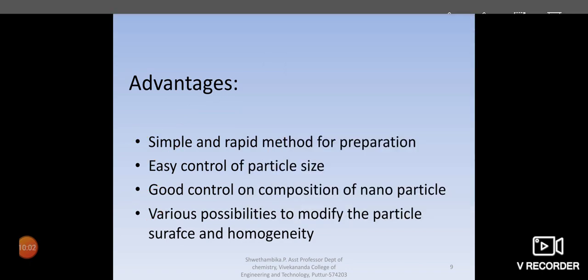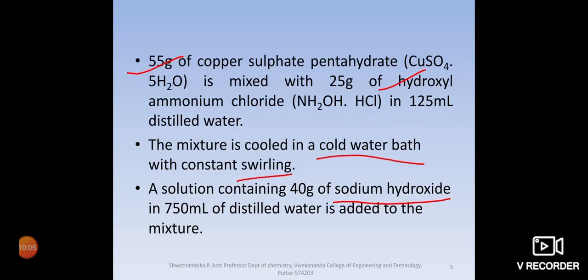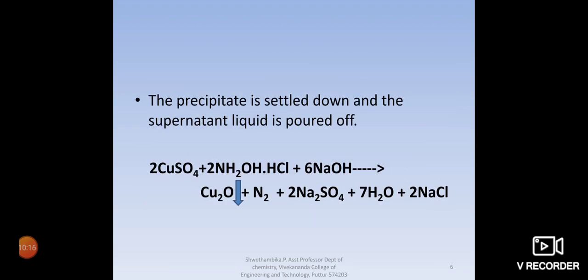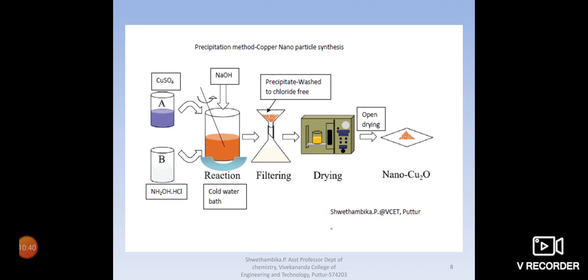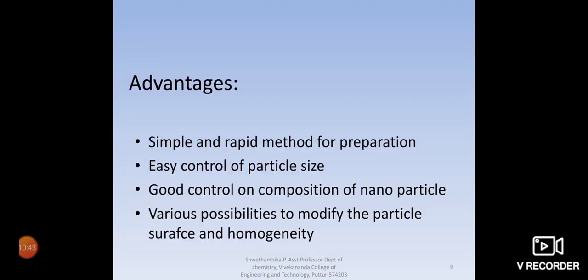So here quickly let us once go through the process. In the first step, take reagent copper sulfate, mix it with hydroxylamine hydrochloride, cool the mixture, go for swirling, add NaOH solution, then write the reaction, show the precipitation of Cu2O, and then go for the filtration, wash the precipitate to make it chloride free, and then first initial drying to 250 degrees Celsius, that could be in a closed environment, and then open drying to 300 degrees Celsius to get CuO nanoparticles. This much you should know under the precipitation method. If you remember this well and good, so that the concept is visualized.